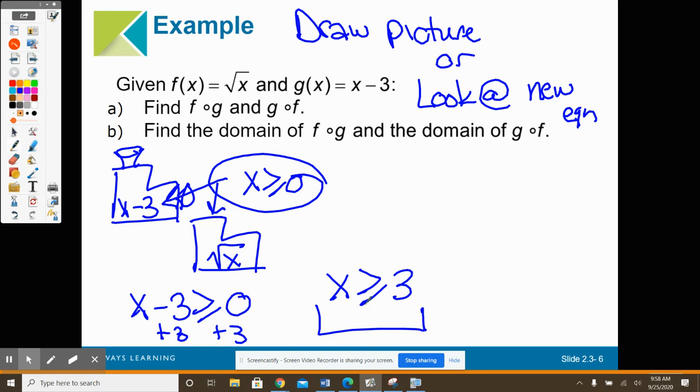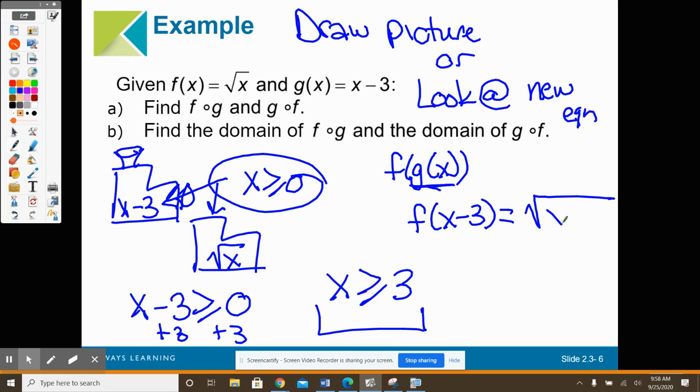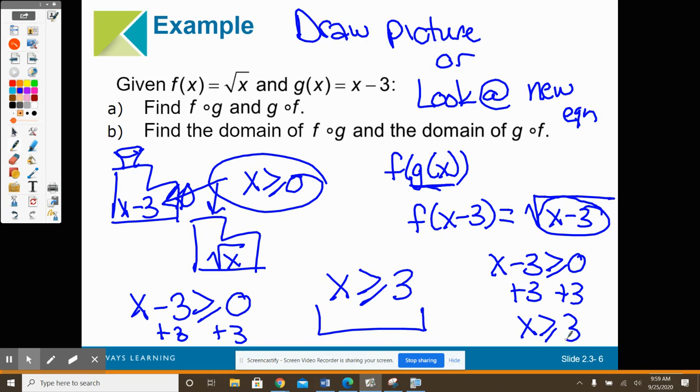If you don't understand the pictures, your other option would actually be to do the math. F of g of x. G of x is x minus 3, so it's f of x minus 3. Go to function f, take out the x and put in the x minus 3 in its place. And now you can say, hey, wait, there's a risk. And it's the same thing we just had. X minus 3 has to be greater than or equal to 0. So x has to be greater than or equal to 3.